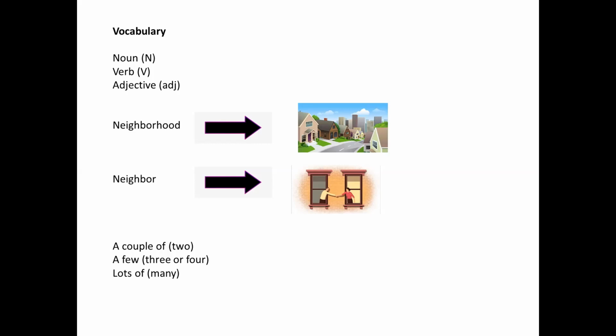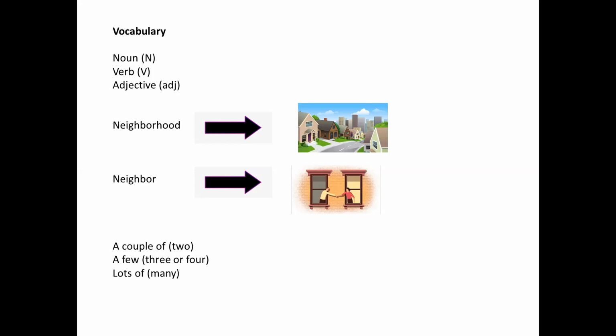The next 2 words we need are neighborhood, which is the area where you live. Don't be confused with neighbor, who is the person who lives next to you. So we've got 2 things, neighborhood and neighbor.